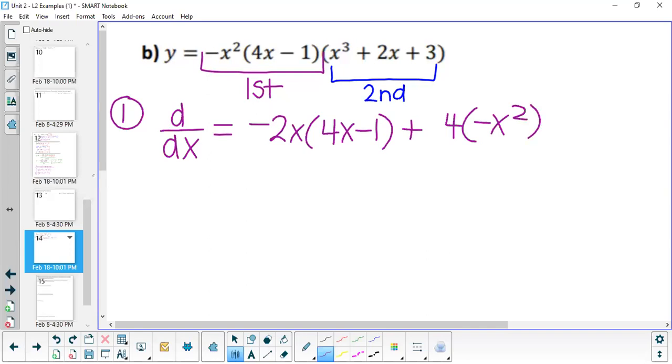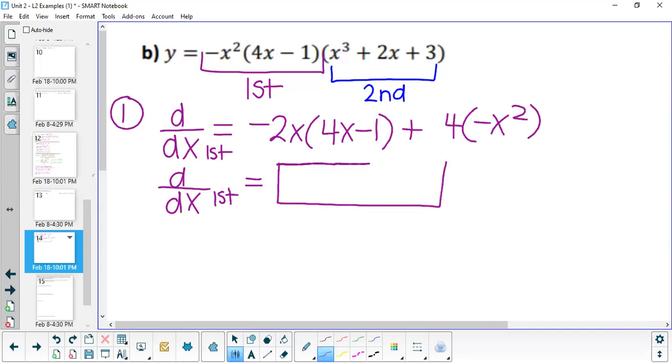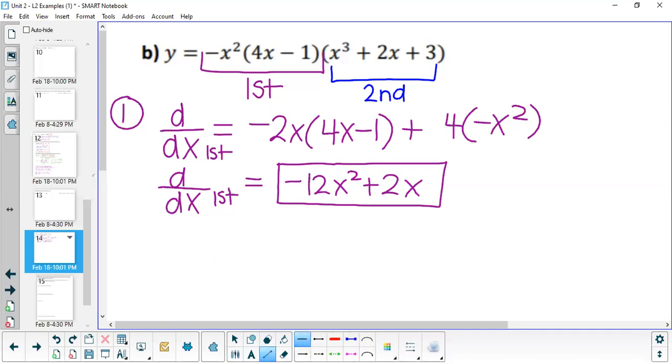Okay, and to simplify this a little bit, d over dx, I'm going to write the first function here. The derivative of the first function is going to be equal to negative 12x squared plus 2x. Okay, so that is going to be my new first function. The blue function is going to be my second function. So now I'm going to use this information to calculate dy over dx.